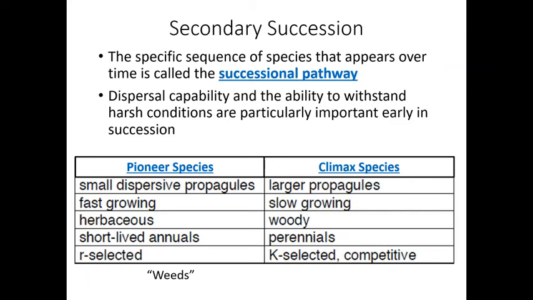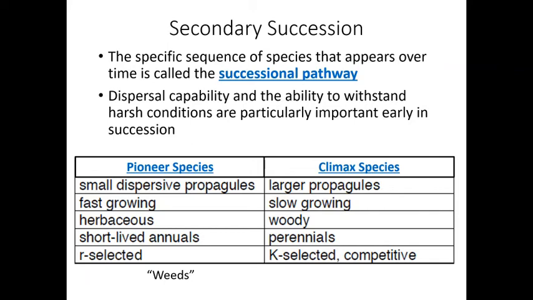Pioneer species are very fast growing, so usually they are herbaceous, but not always. Herbaceous means they are more like a grass, so very flexible, as opposed to woody like a tree. And so the woody plants generally take a little bit more time to establish the very strong cell walls and lignin, and so they are going to take a little bit more time to establish themselves.